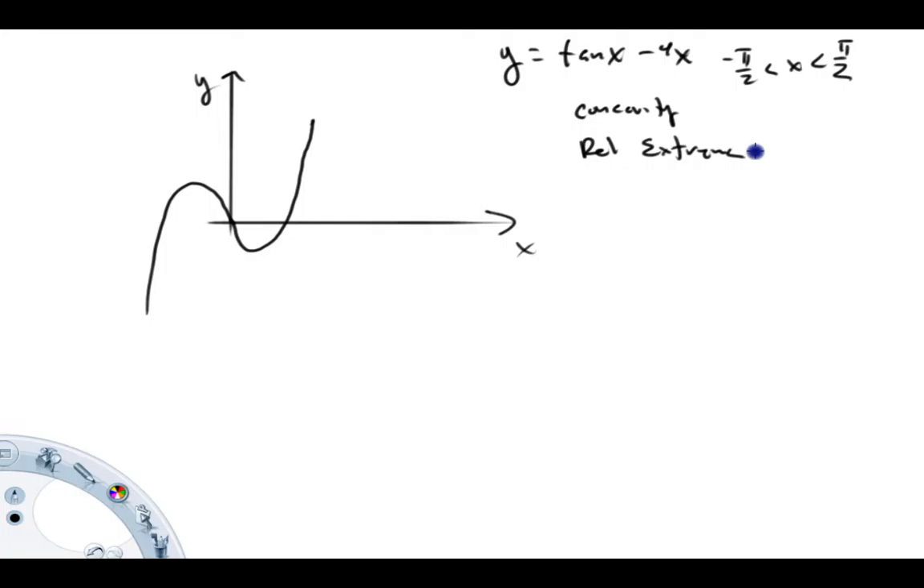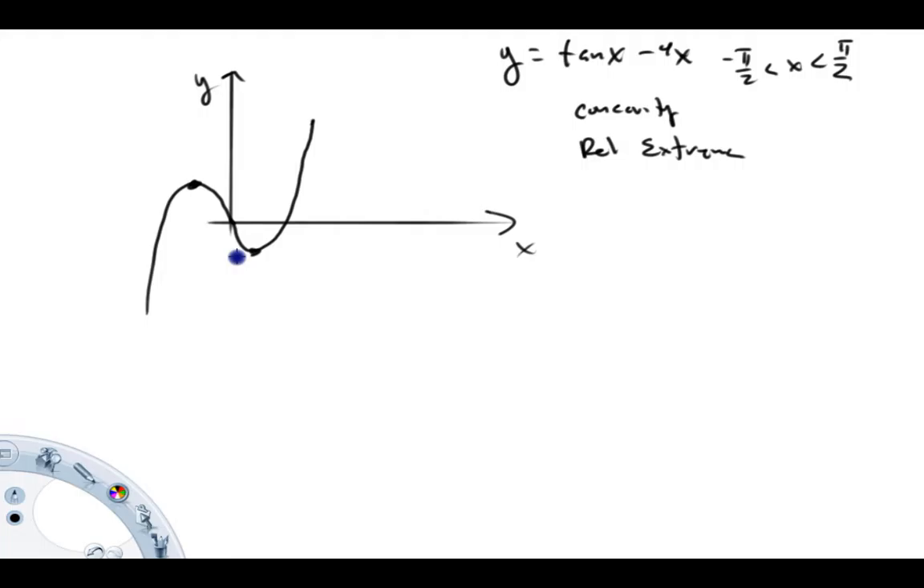We're going to check it for concavity, we're going to look for inflection points, and we're going to look for extreme values. So let me talk about the extreme values. There's obviously one here, another one here. This looks like a relative max right here, relative min at this point. I'm going to go ahead and start by looking for those points.